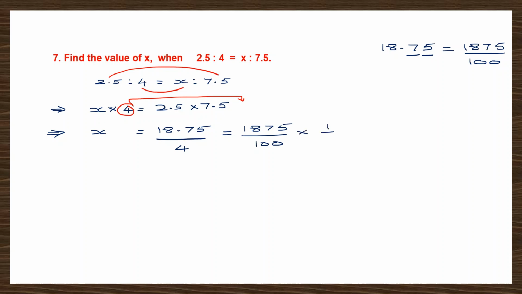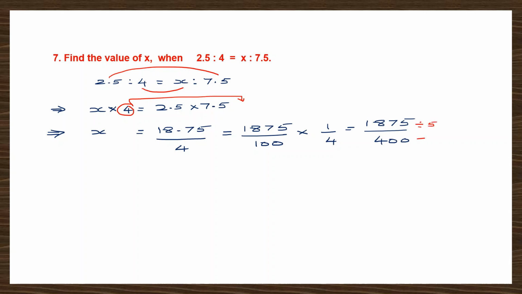So that becomes 1 by 4. It's the same. It's all there. 1 by 4. So now this will be 1875 divided by 100 into 4, which is 400. So the first thing we can do is reduce this to the lowest term. We can divide both by 5.